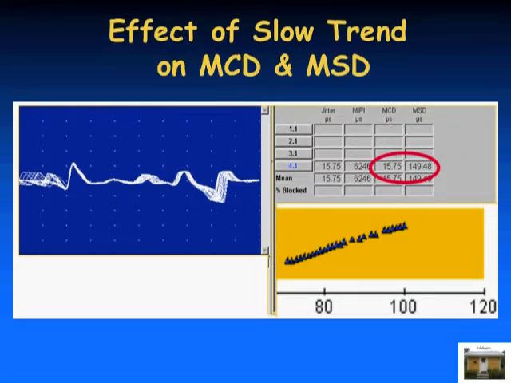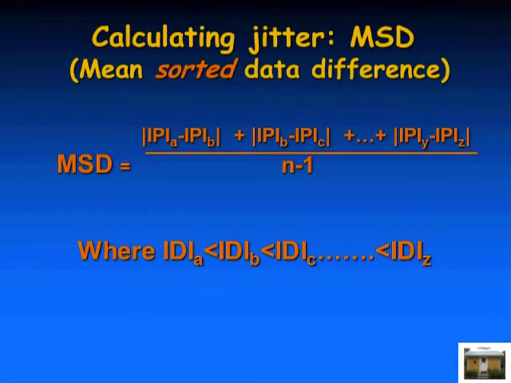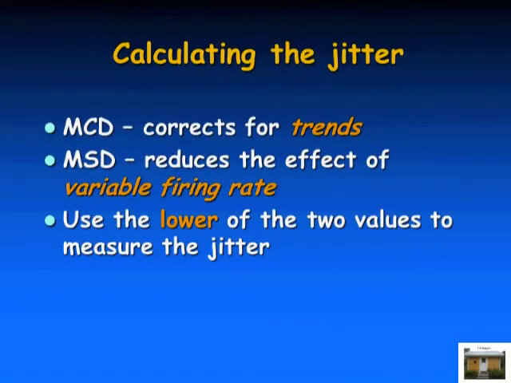There's another measurement called the MSD, mean difference between sorted interpotential intervals. It is measured to minimize the effect that variability in firing rate has on the jitter calculation.